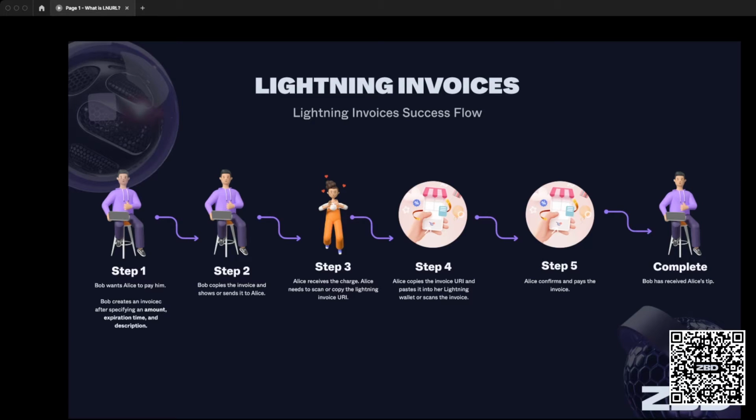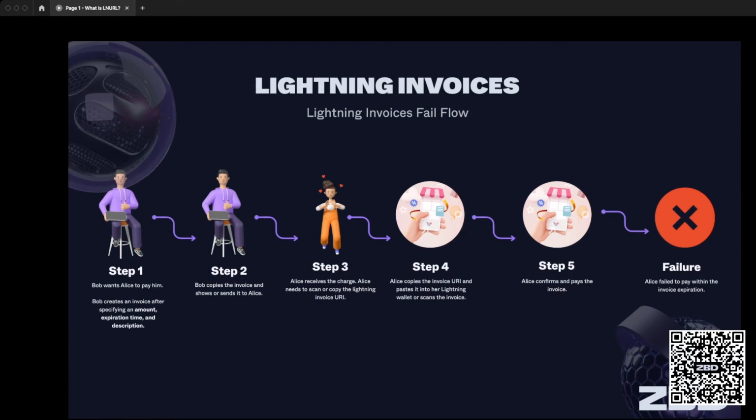Already sounds quite a bit complicated. Alice copies the invoice URI and pastes it into her Lightning wallet or scans the invoice, and then Alice confirms and pays the invoice. And then at that time, Bob has received Alice's tip. So this is what a success flow looks like. So ultimately, there are many things that can happen between these last three steps.